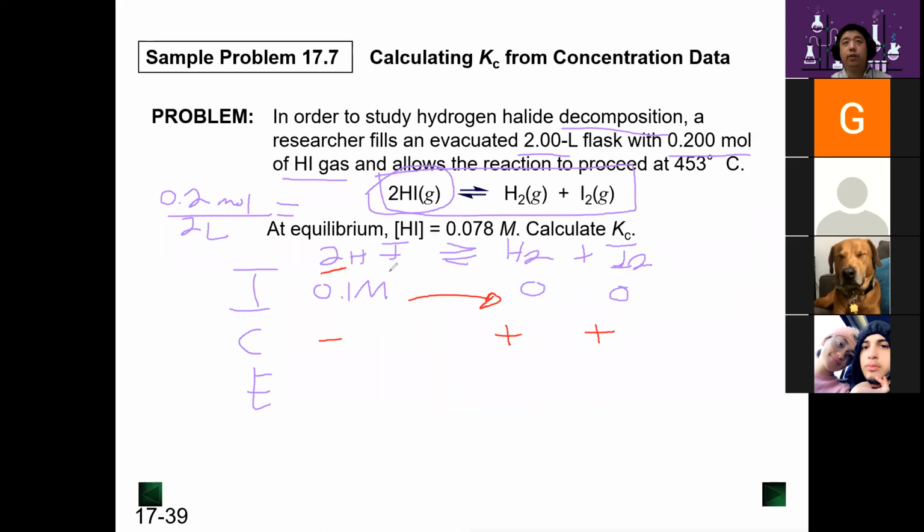Now let's look at the coefficients, okay? This is a 2:1:1 ratio. So this is minus 2x plus 1x plus 1x. Okay? So let me rewrite this expression down here. 0.1 minus 2x. This is just 0 and 1x, so that's just 1x. This is 1x. I can even get rid of the 1 to make things a little easier. Any questions on the setup here?